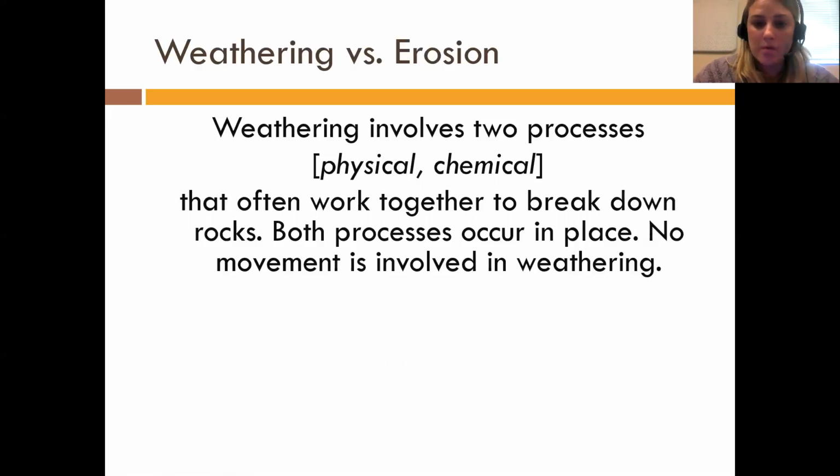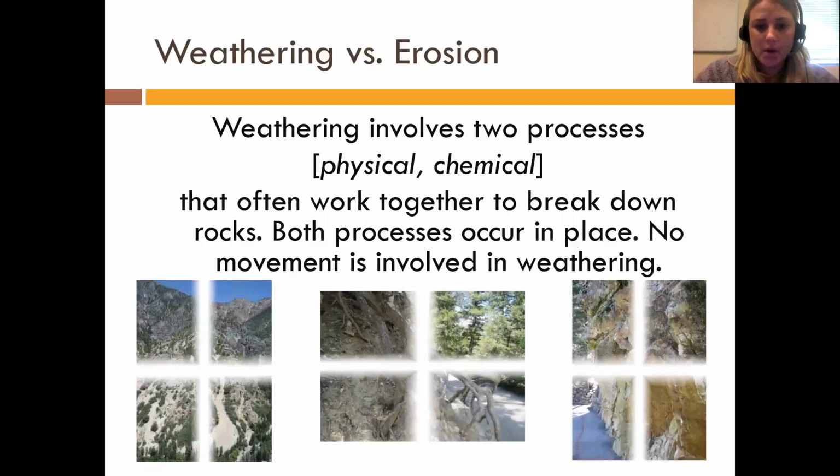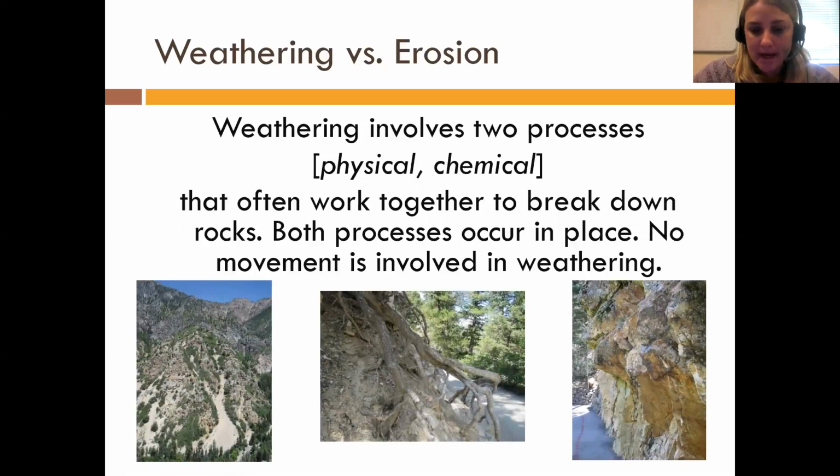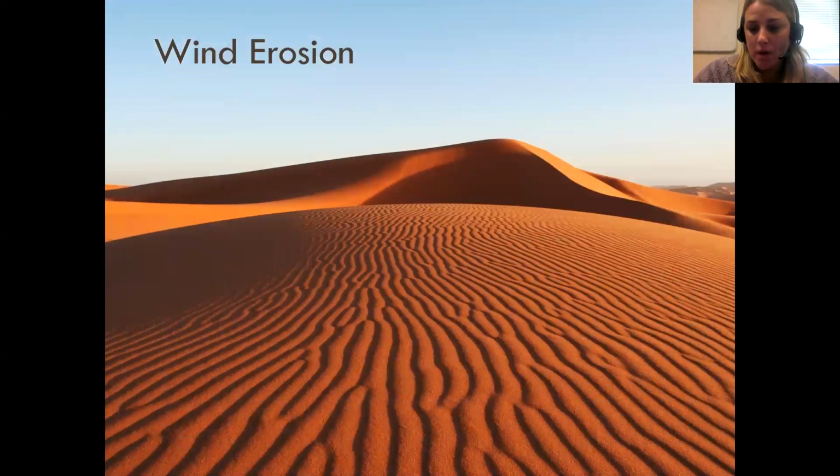There's no movement at all involved in weathering. So we see this happening basically stationary. Nothing's moving. But in erosion, we are seeing the movement of that rock and soil.